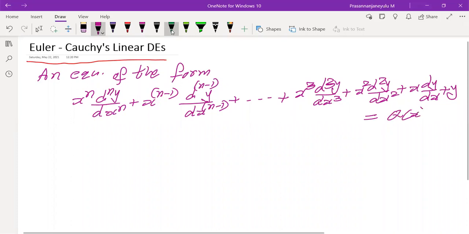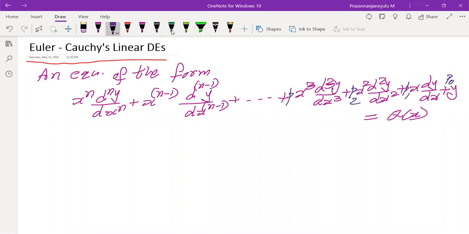Here I am taking it like this. The coefficient of y is p0, and the coefficient of this is p1, and this is p2, and this is p3, and this is p(n-1), and the coefficient of the first term may be pn also, where p0, p1, p2 and so on pn are constants. That is important. So p0 into y, where p0, p1 and so on pn are constants.